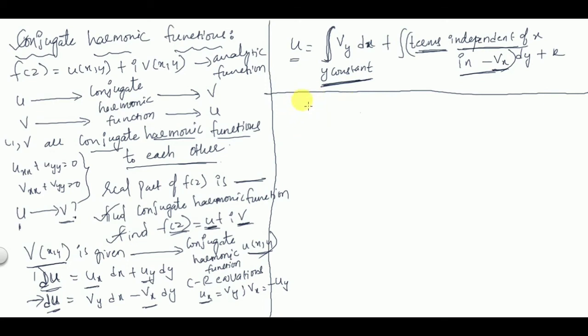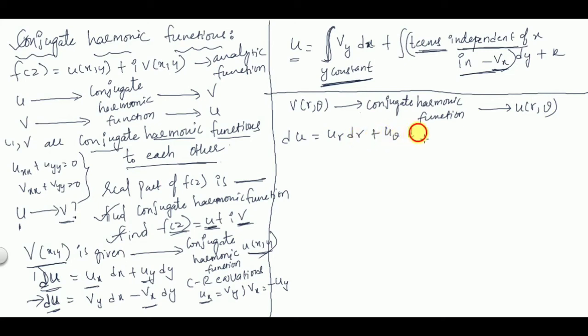Similarly for polar form also, if you are given v of r comma theta and asked to find the conjugate harmonic function, what you have to find is u of r comma theta. So you have to find u. So du is equal to ur dr plus u theta d theta. But you are given v and you are not given u, so you cannot find ur and u theta directly. So we'll use the Cauchy-Riemann equations.